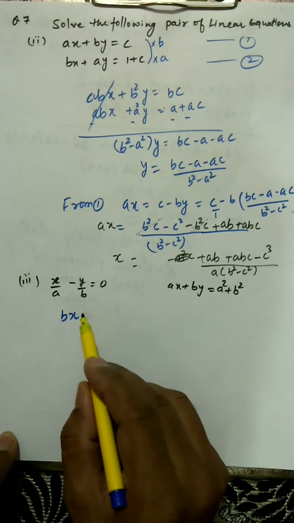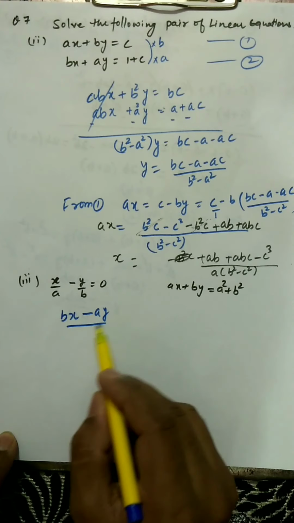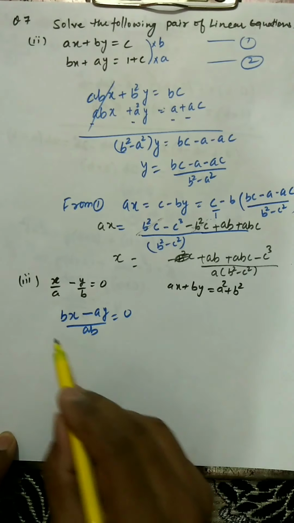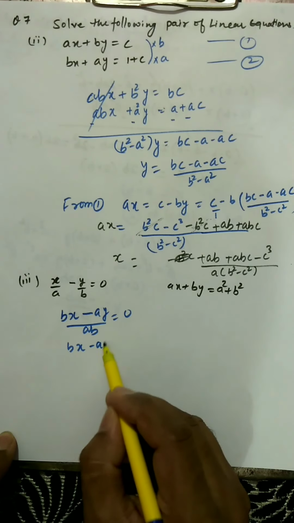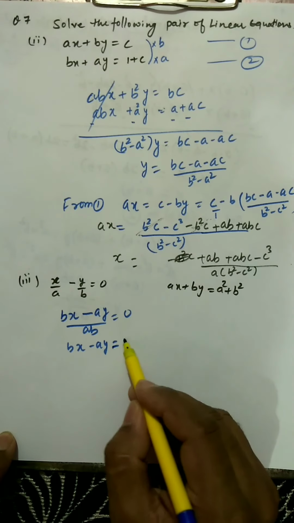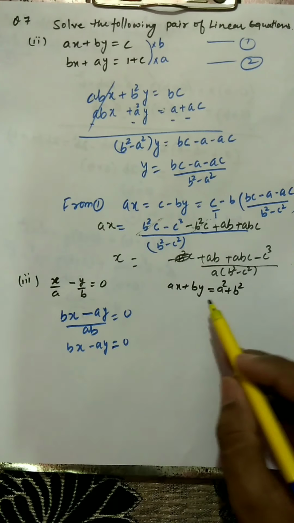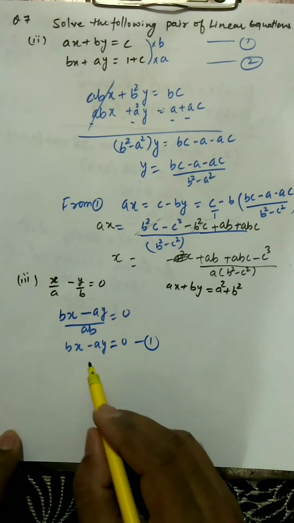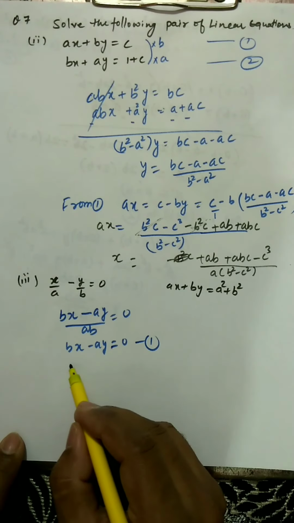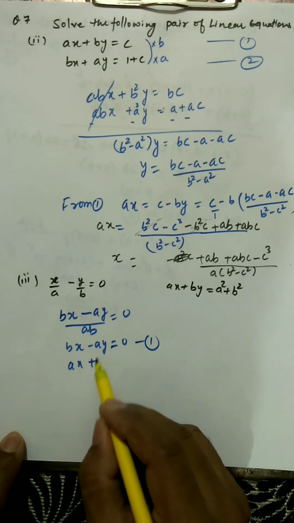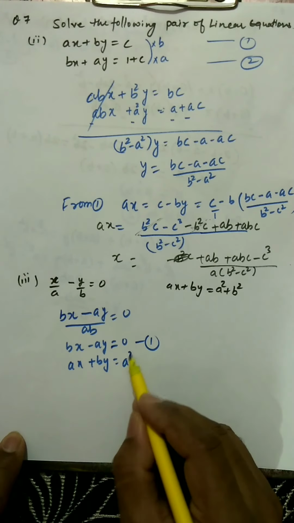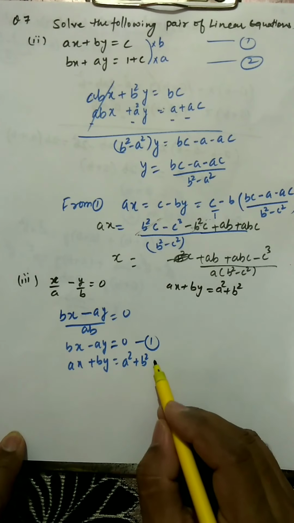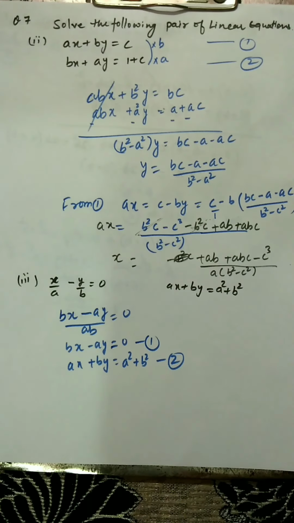Bx, after taking LCM, bx minus ay upon ab equal to 0, and this can be bx minus ay. If you do cross multiply, this will become ab into 0 is 0, and this is your first equation. And the second one is this is ax, and this is by, and this is a square plus b square. So this is going to be your second equation.